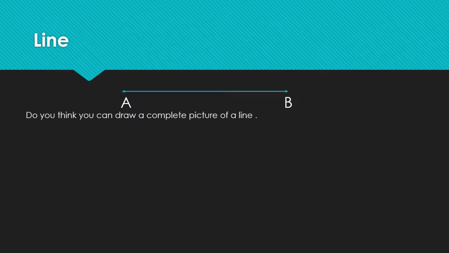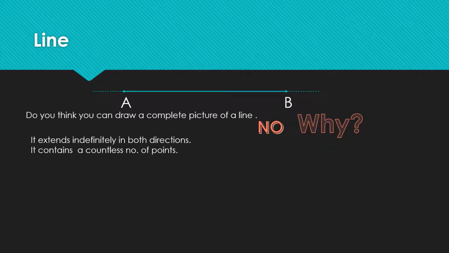Now, our next topic is line. Imagine a line segment from A to B. Simple, we understand the line segment. Now, do you think you can draw a complete picture of a line? No. Why? Because it extends indefinitely in both directions, and it contains a countless number of points.